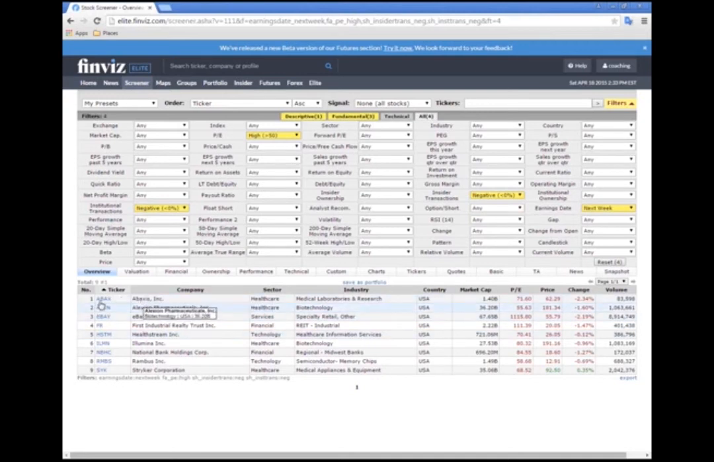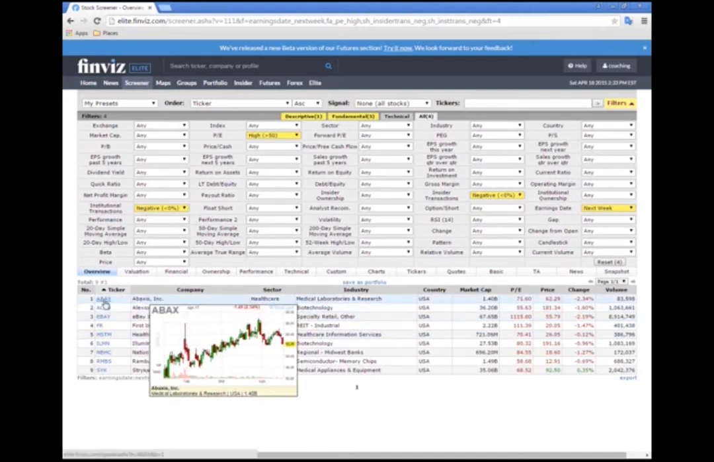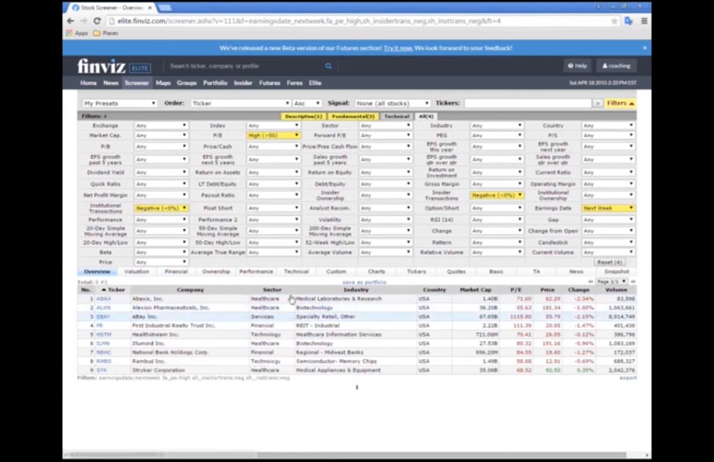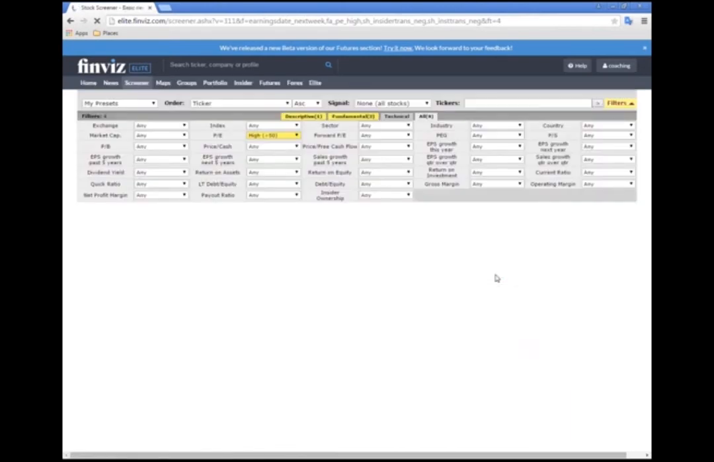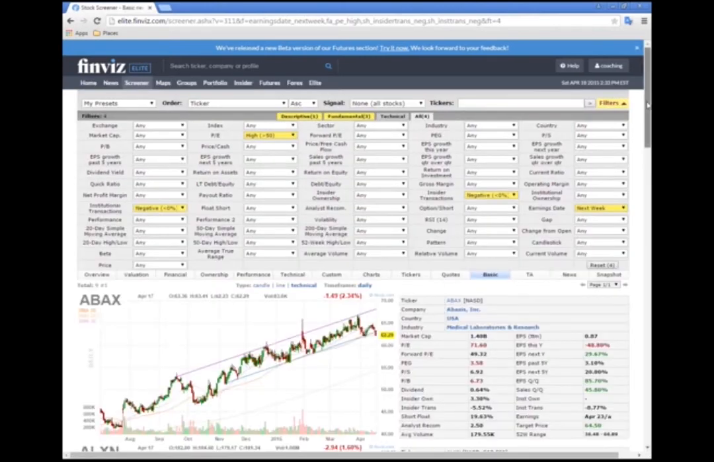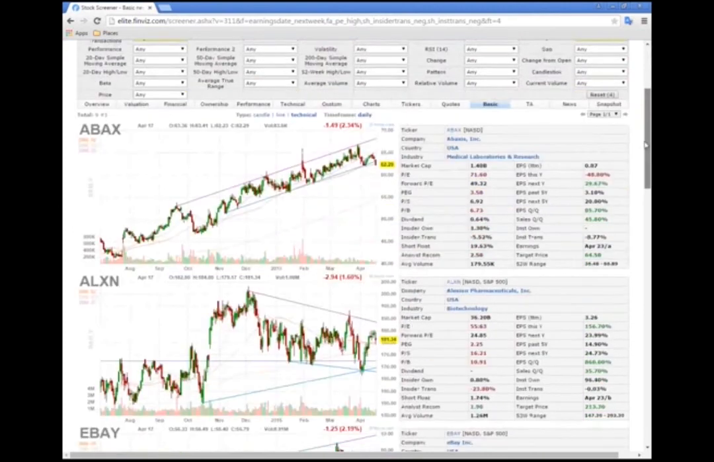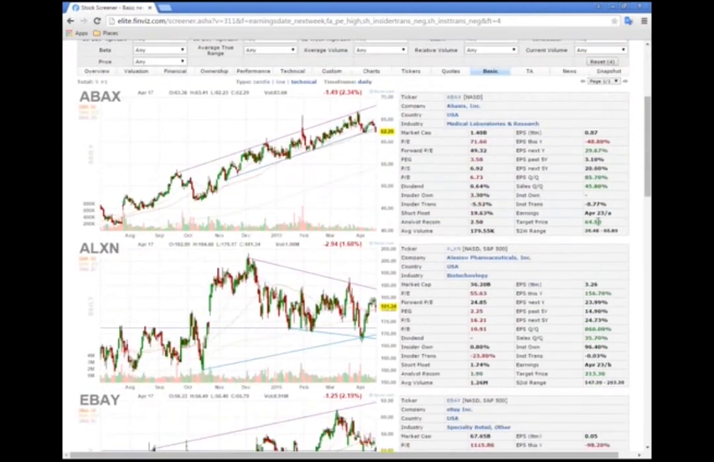So this is where we can now start to, again, roll our mouse over and start to see the charts. Or better still, simply click on Basic, and we'll now see the information on the different companies with the earnings date, short float, insider transactions, institutional transactions. You can see all that information starting to come up on the right-hand side, as well as a quick snapshot of the chart. So immediately, this is again where your technical analysis skills come into play.